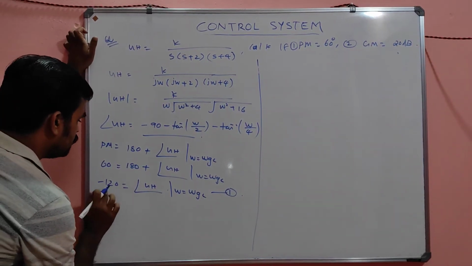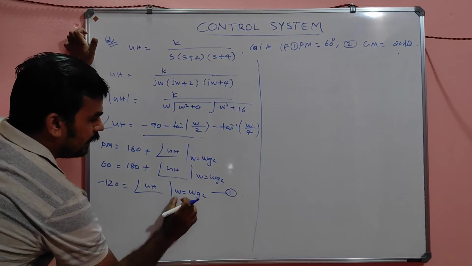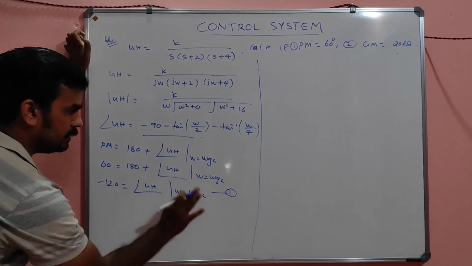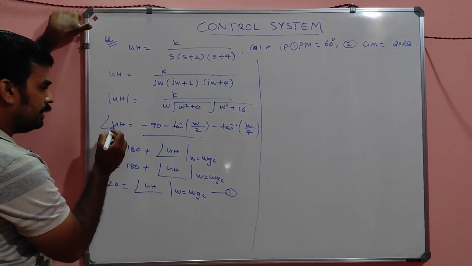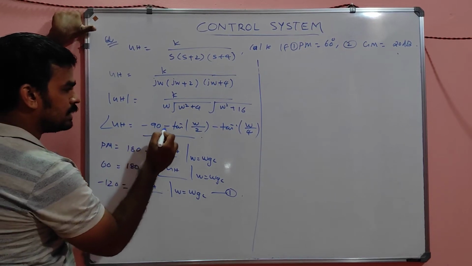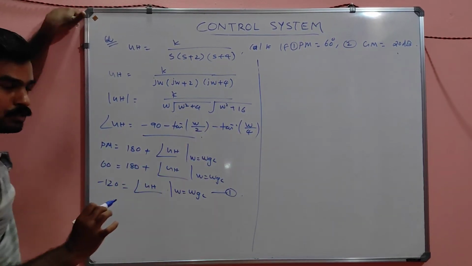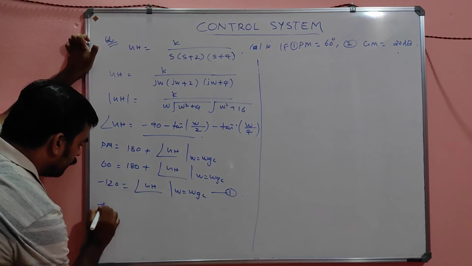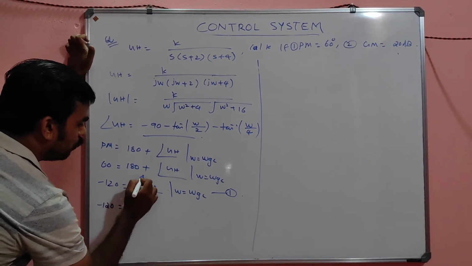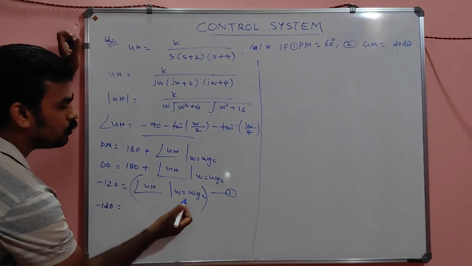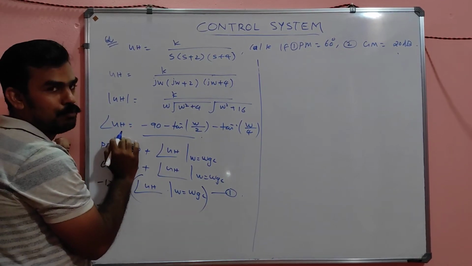Again, see, minus 120 equals the angle of GH at omega equal to omega GC. That's the equation. We have the angle of GH equal to minus 90 minus tan inverse omega by 2 minus tan inverse omega by 3. I can substitute here now: minus 120 equals the angle of GH at omega equal to omega GC. We already know the angle formula.